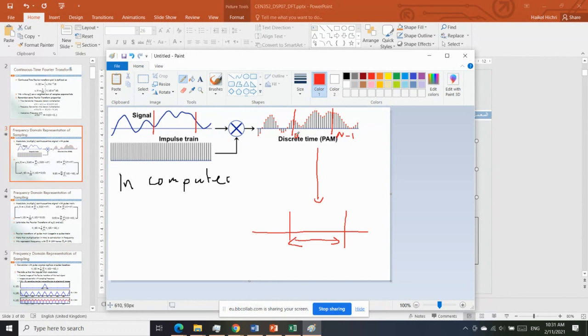Basically, what I've done is throw away all the other samples. I cannot keep them because they go to infinity. So I'm assuming that this signal is only limited to this range. That means when I do the DFT, I'm assuming that these samples repeat forever, that they're periodic. Similarly, when I get the frequency, it's periodic and repeats on both sides forever.